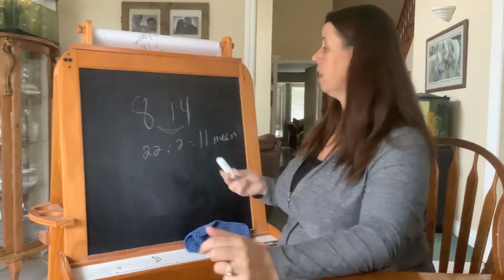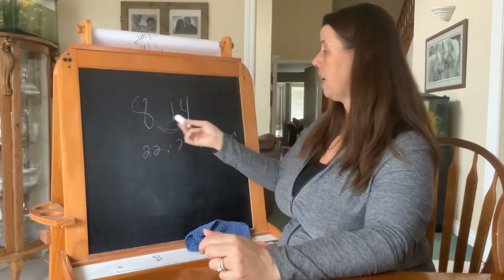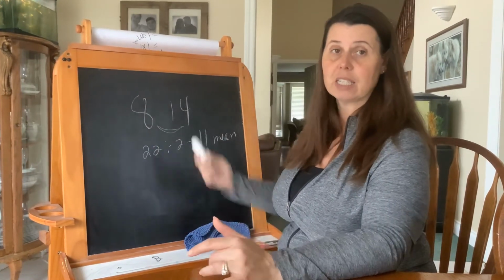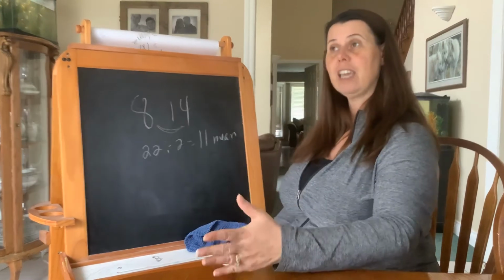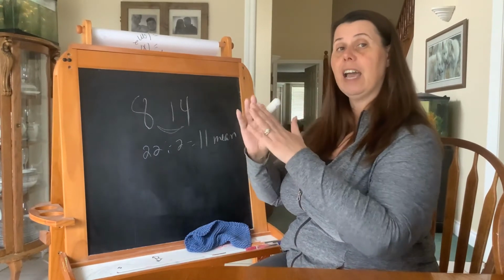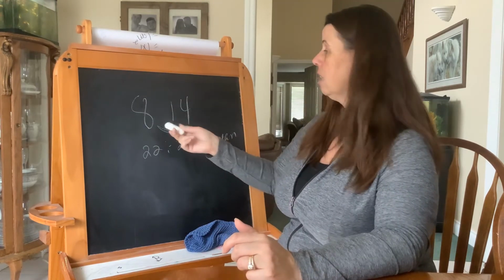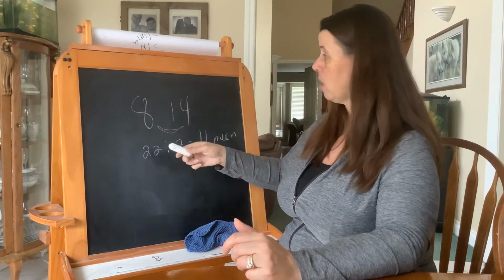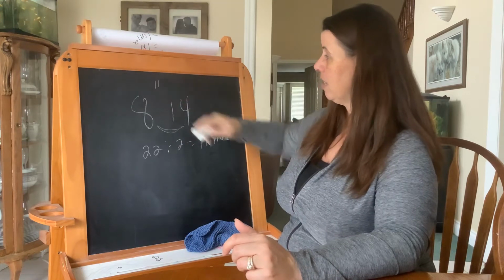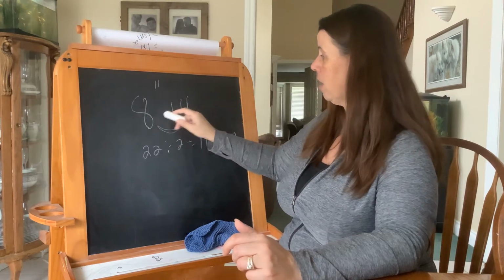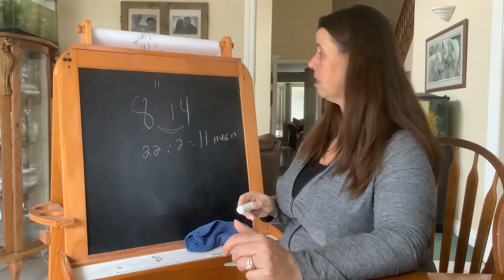I'll tell you how I do it. I know that the difference between 8 and 14 is 6. 8 plus 6 is 14. So if I take that 6 and cut it in half and give it to each half, I should find the median. So half of 6 is 3. So 8 and 3 is 11. Right? So I take 3 away and I add 3 on and I find the middle.